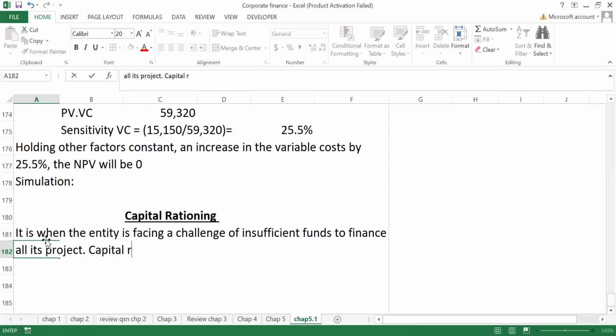So capital rationing is caused by both soft and hard.